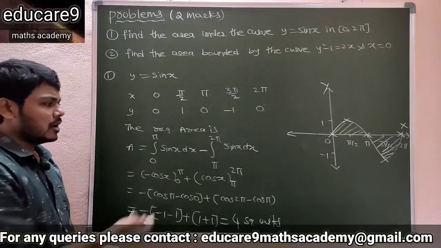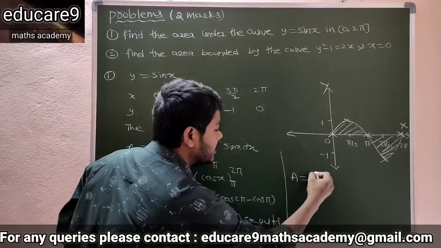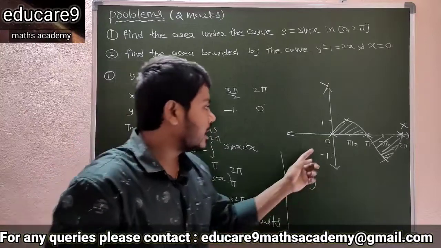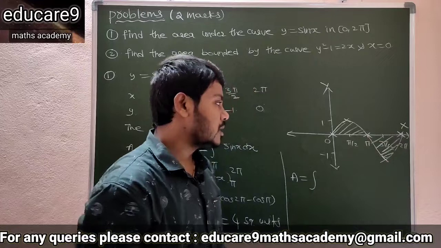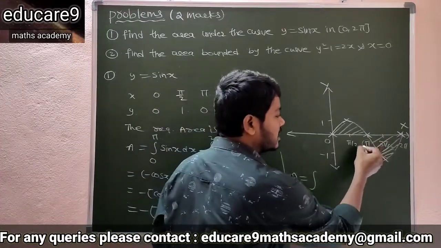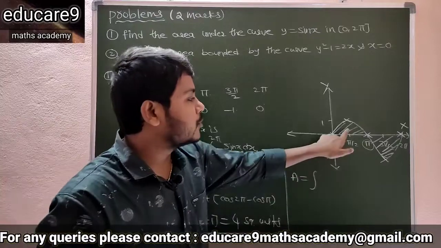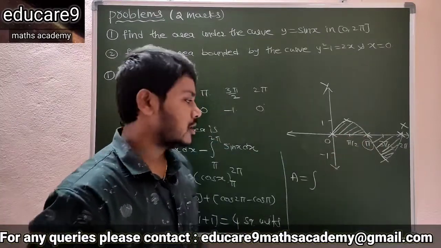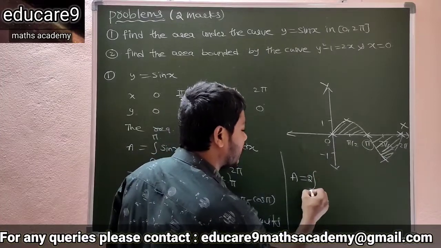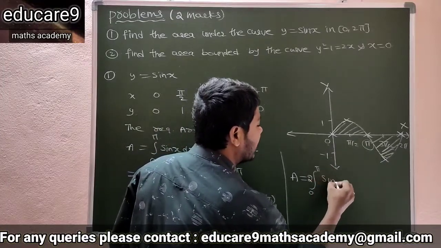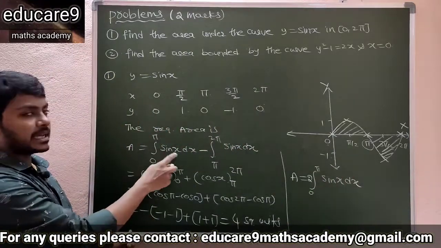Or this can also be written as here. Required area is the integral. So here 0, π and 2π. See here, clearly π is the midpoint of 0 and 2π and both areas are the same. So this can be written as 2 times the integral 0 to π of sin x dx.